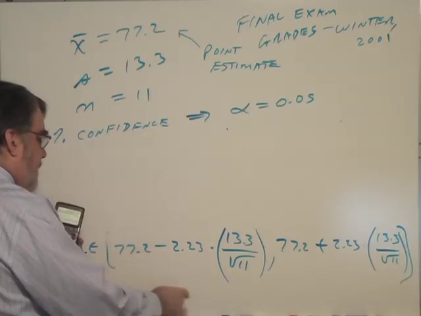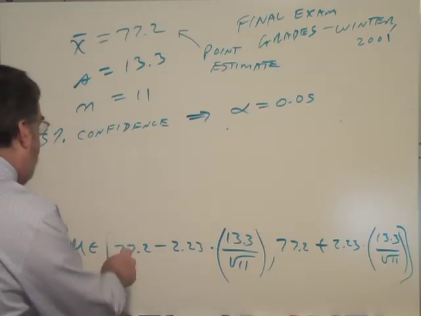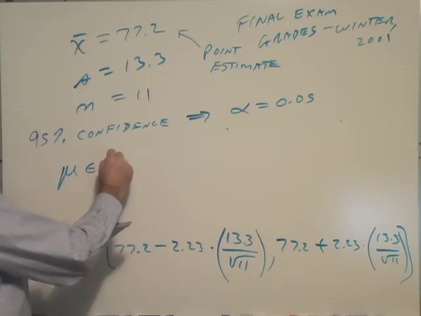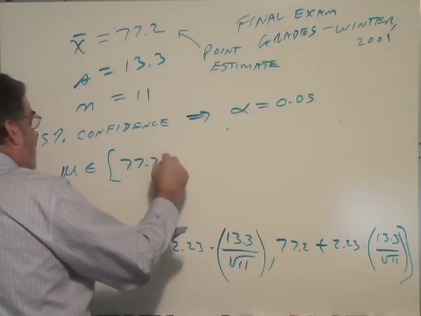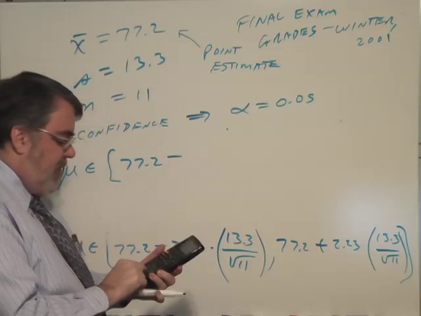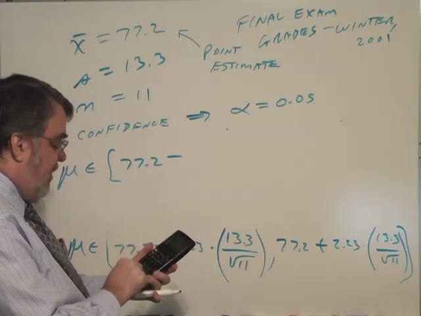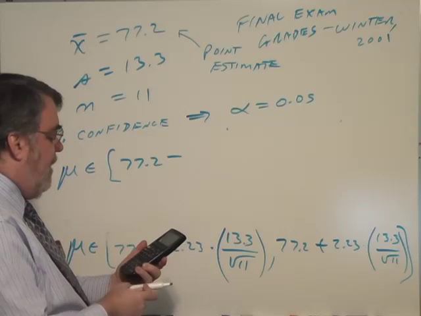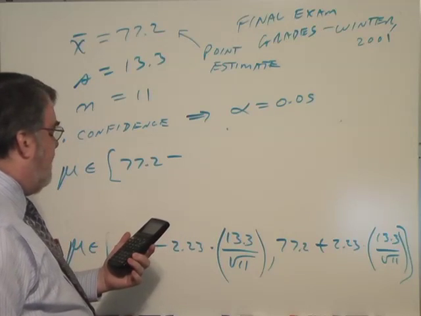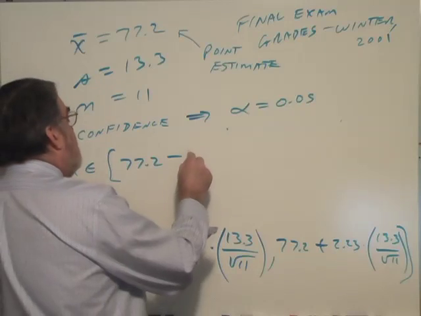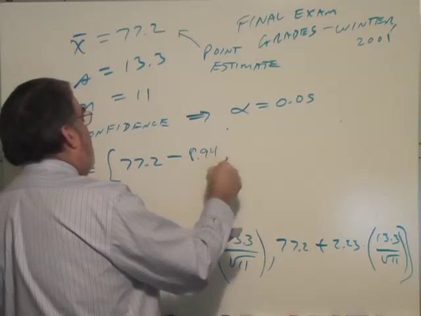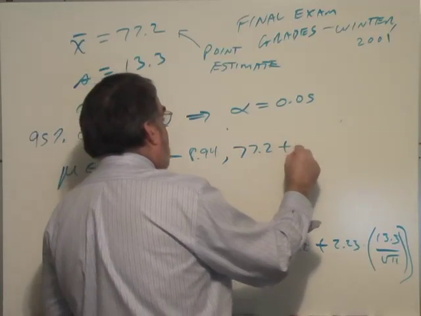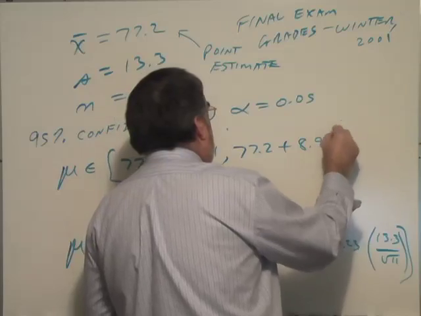Alright, so I like to calculate the margin of error separately from the mean. So mu belongs to 77.2 minus 2.23 times 13.3 divided by the square root of 11, which is 8.94. 8.94, comma. And then it'll be 77.2 plus 8.94.